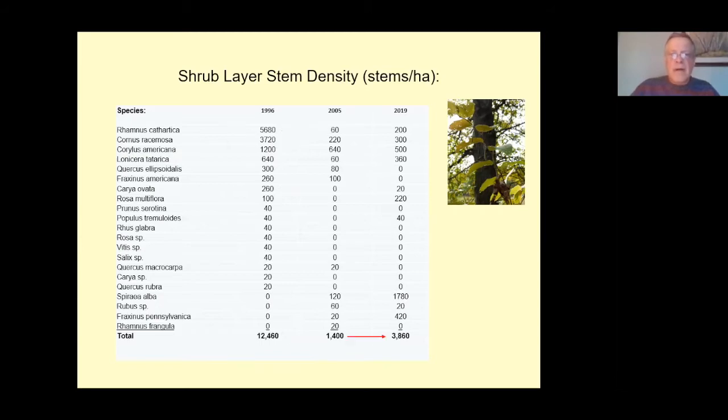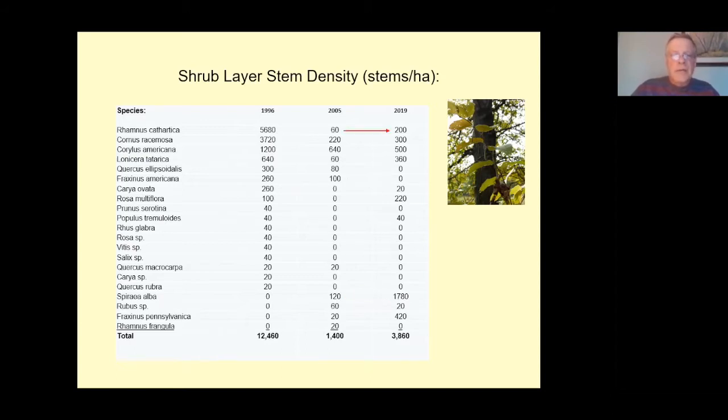Between 2005 and 2019, there were no significant changes in shrub layer stem density, but as you can see, overall stem density in the shrub layer is increasing once again. Now, much of this increase can actually be attributed to meadowsweet, the native shrub in the small wet prairie at the south end of the savanna. So this is a little bit of an anomaly, given that one of my transects ran through this wet prairie.